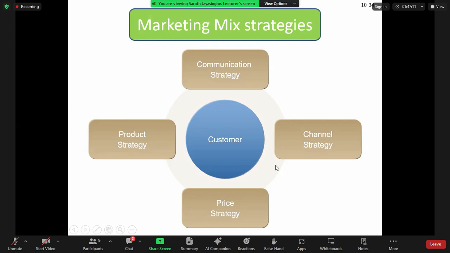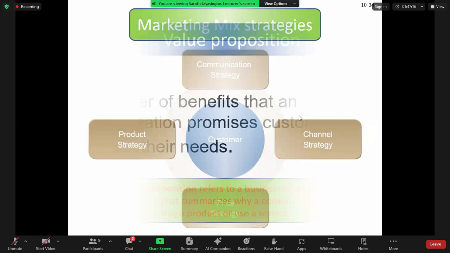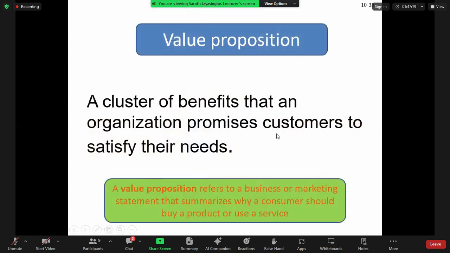For the 4 P's, value proposition is a cluster of benefits that an organization promises customers to satisfy their needs. The value proposition refers to a business or marketing statement that summarizes why a consumer should buy a product or use a service. That means what we are offering is the bundle of benefits, not 1 or 2 benefits, the bundle of benefits we are offering.